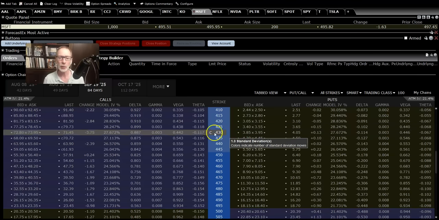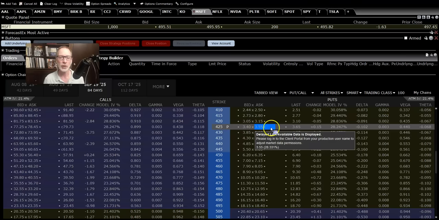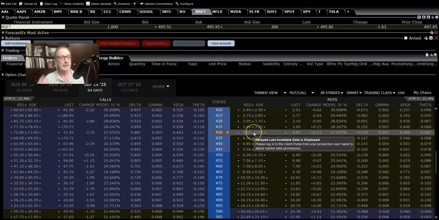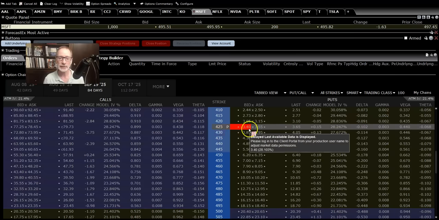What do I mean by that? Well, in this case, you're going to sell the 430 puts and you're going to buy the 425 puts. Still a $5 wide spread, so the maximum loss can never be more than $500. That's the width of the spread. Subtract out the premium that you received, and that's going to be $450. So in this case, you subtract the bids and you subtract the ask.